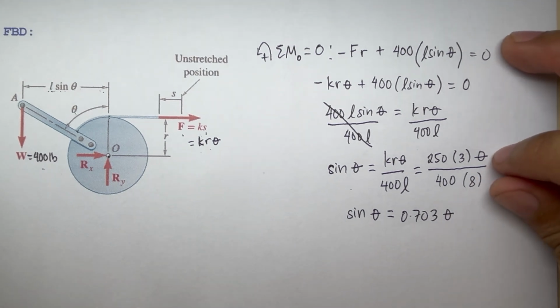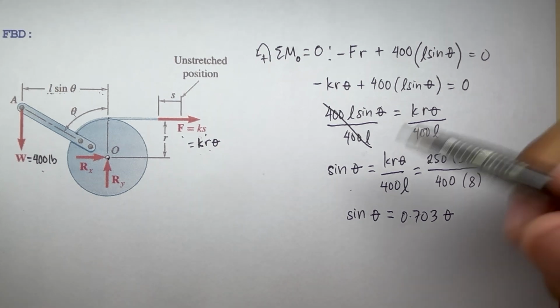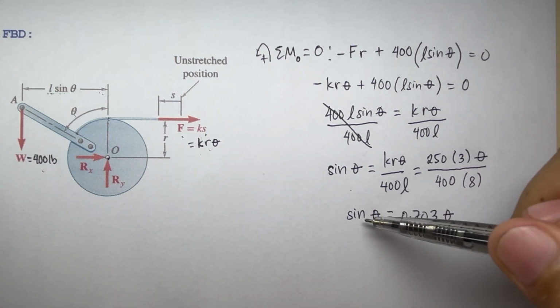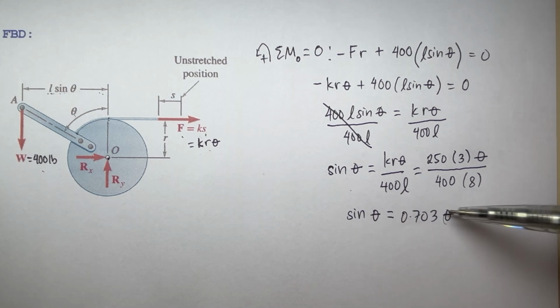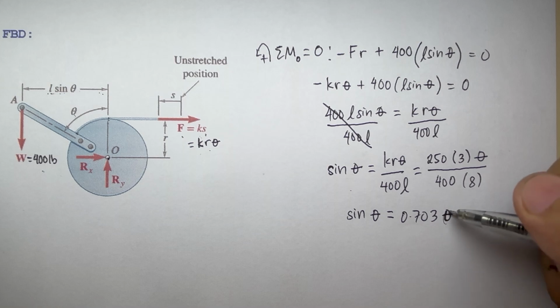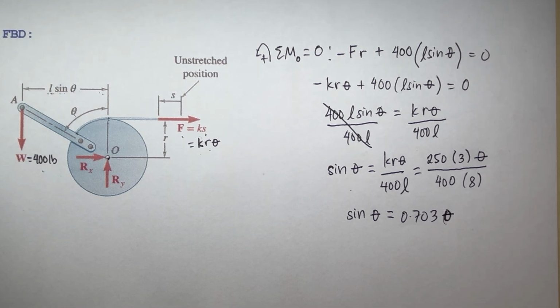Now, how can we solve for theta? We cannot just transpose this sine theta to make it sine inverse, no? Because we have here another theta on the right side of our equation. So what we do to solve for theta here is trial and error.